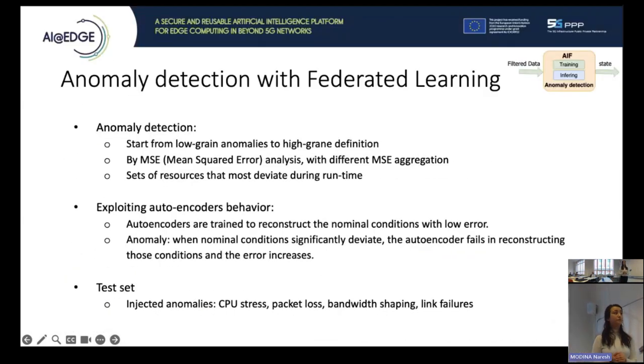Now we go to the anomaly detection. The idea was to go from low-grain anomalies to high-grain definition using MSE, the mean squared error analysis, based on a set of resources. Then we can see which metrics deviate from the normal working conditions. For the test set, some anomalies were injected in the last day of the collection: CPU stress, packet loss, bandwidth shaping, and link failures.